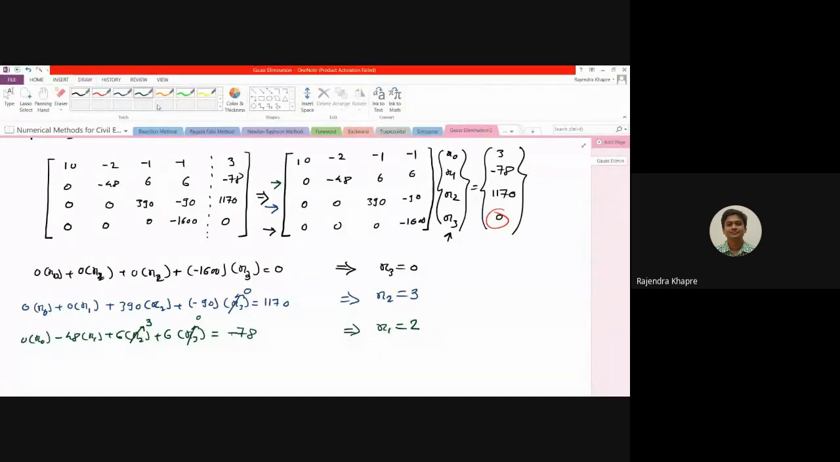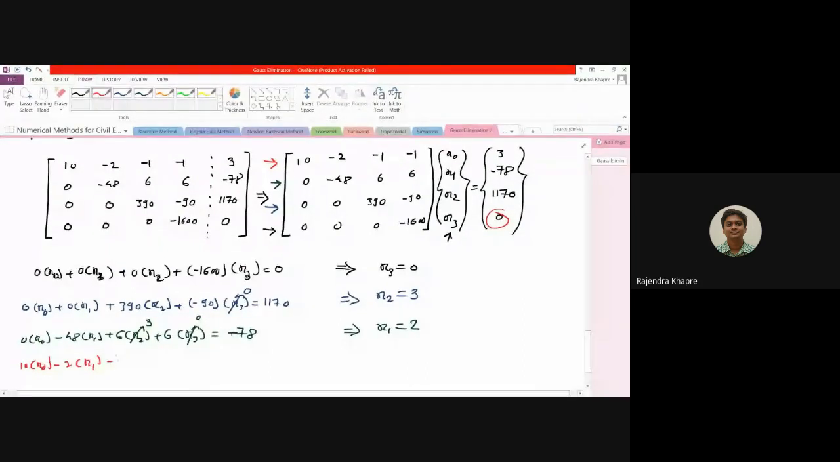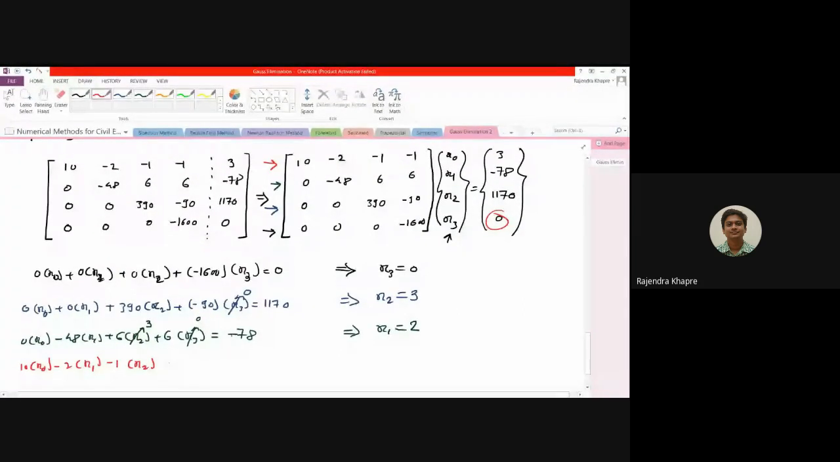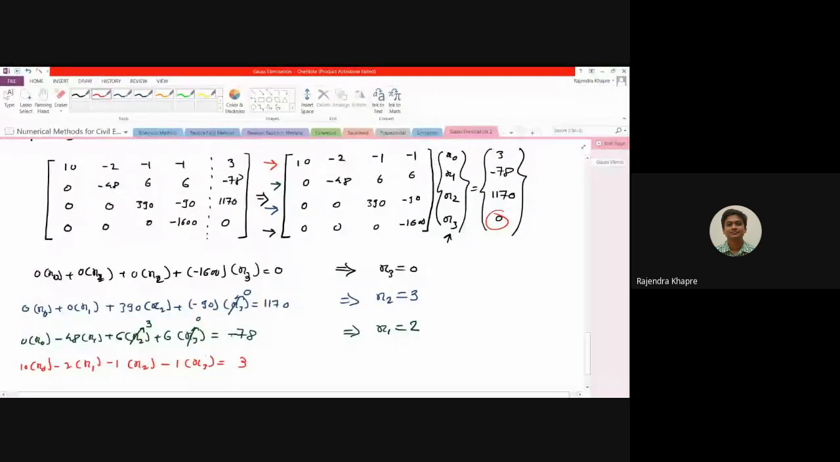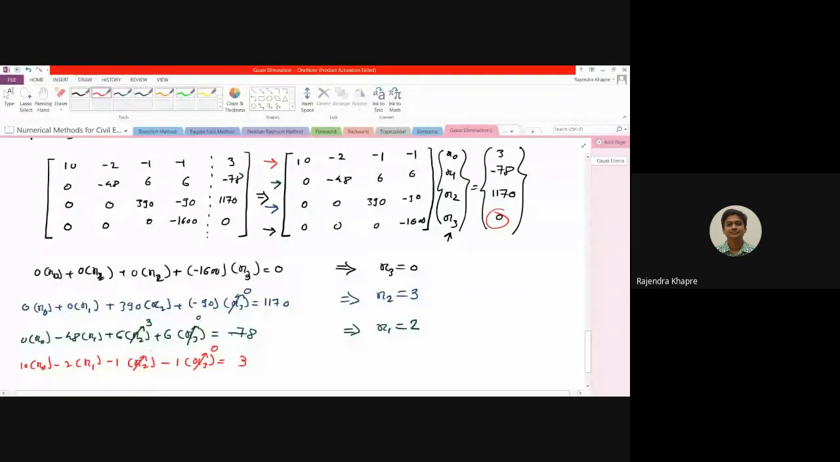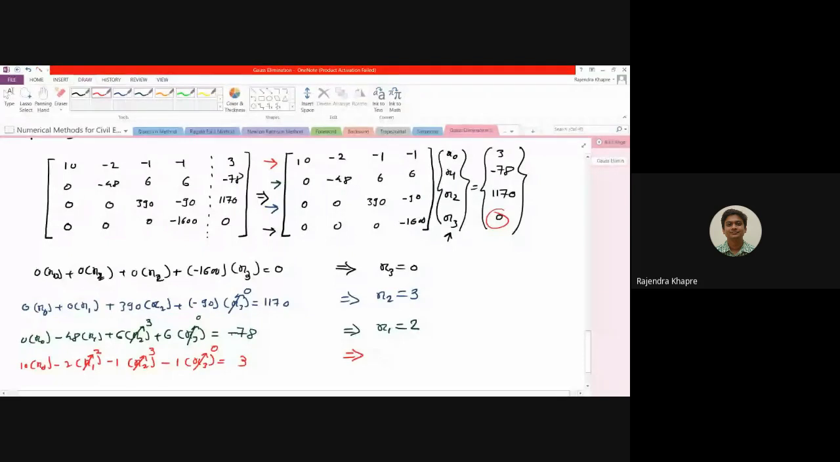And lastly, let me use the red pen for this. So I am going for the first row. So this is 10 times x0 minus 2 times x1, then minus 1 times x2 minus 1 times x3. This should be equal to 3, and you have already calculated x3 as 0, x2 as 3, x1 just now as 2, and if you solve this, you should get the value of x0.